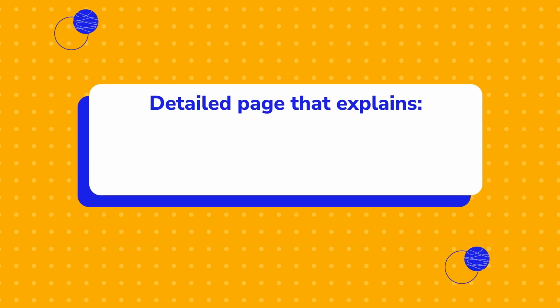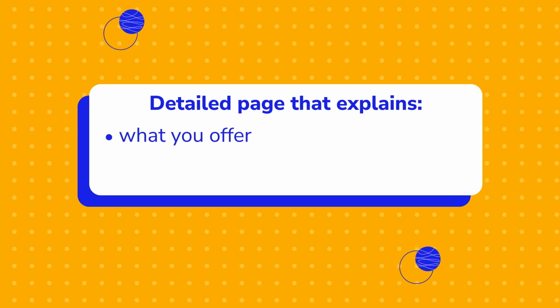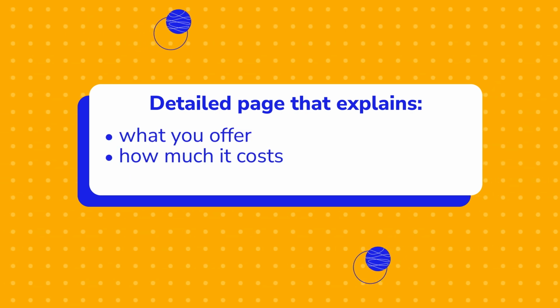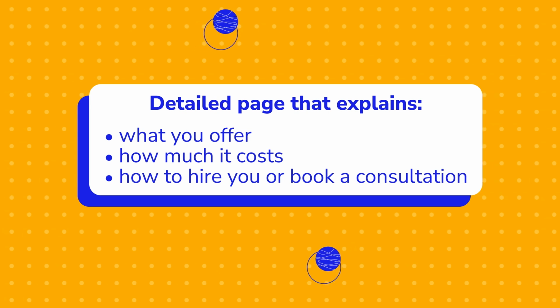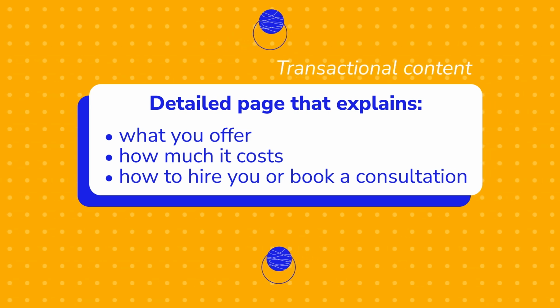Now, there are several different types of content that you can create for your website. So one way to look at this is that you need to create content for different user intents. And we covered user intent back in module 2. Let's say you provide bookkeeping services for small businesses and someone is ready to hire you. Well, you'll need a detailed page explaining what you offer, how much it costs, and how to hire you or book a consultation. This is transactional content.